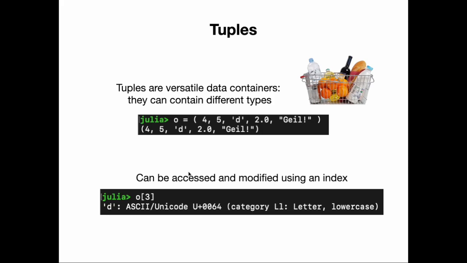They can be accessed using an index. So if you set O, and now since it is an index, we are allowed to use a square bracket, O of 3 will return D. This is position 1, 2, and 3. O of position 3 is a character, Unicode, ASCII, and the value is D.